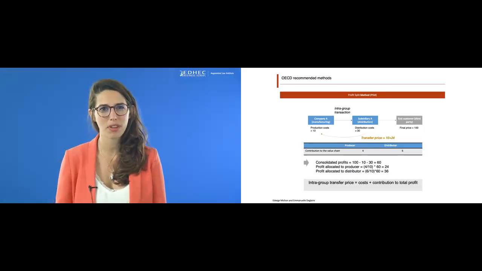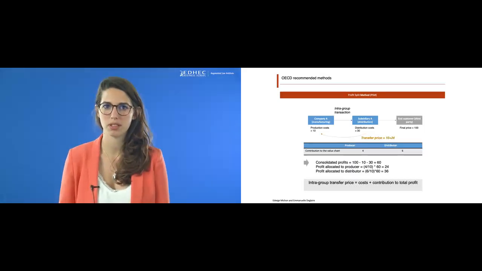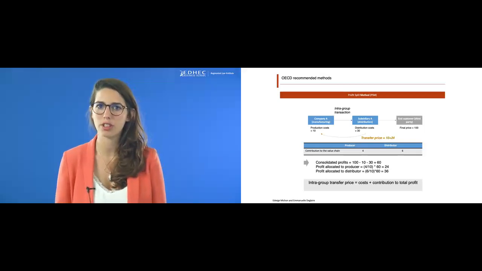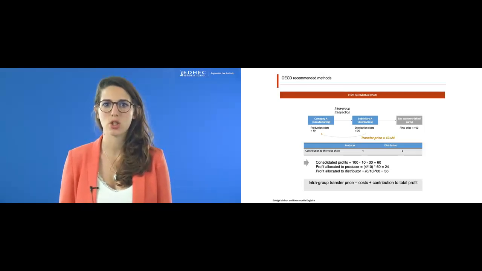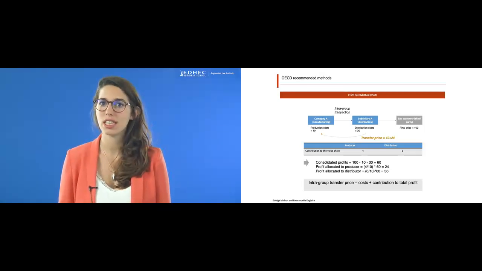Finally, the last method is a profit split method. This method is used when the two co-contracting parties are equally involved in the creation process and accordingly characterized as co-entrepreneurs with intertwined functions performed, assets owned, and risks assumed.